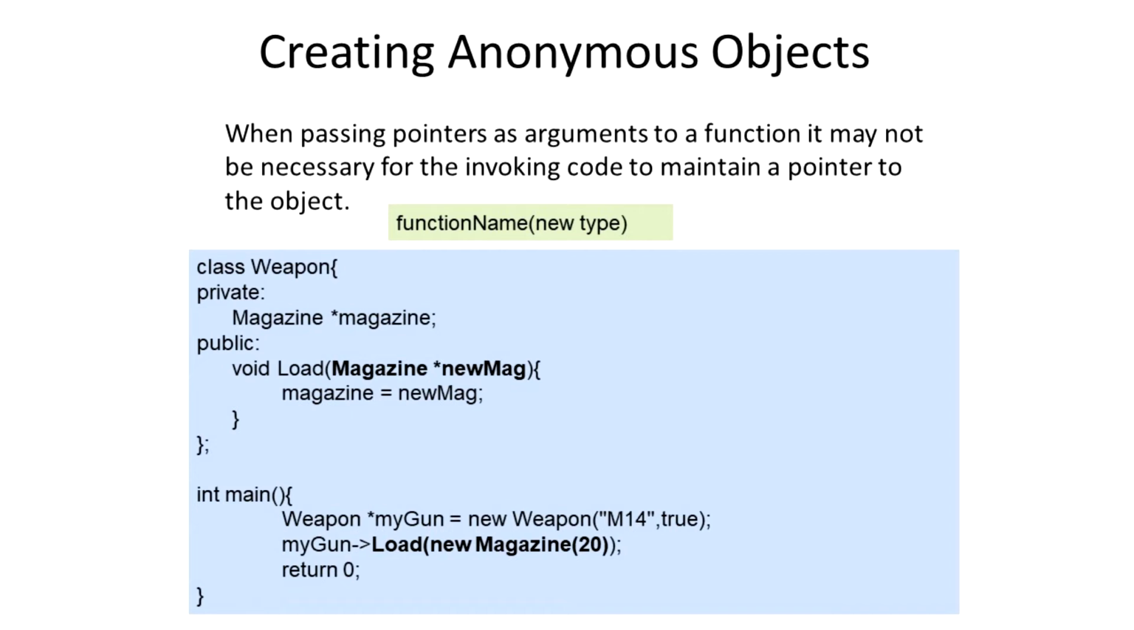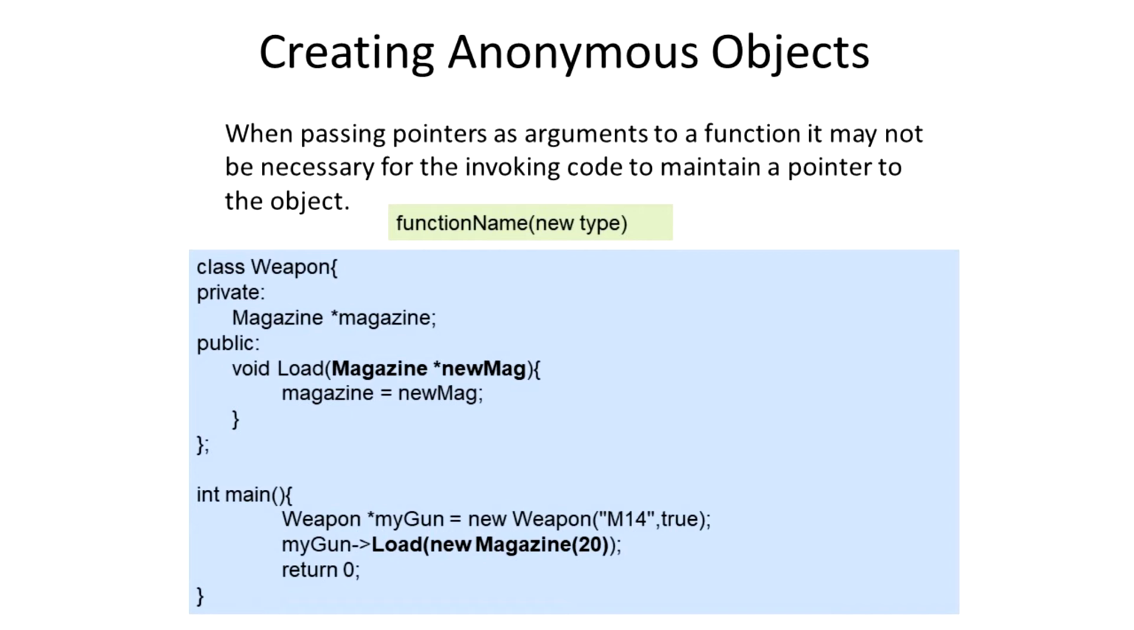If we have a look at the blue box here, we see that first of all we're creating a class called weapon. And then in the load function of this class in the public interface, we are setting up a pointer called newMag, which is of type magazine. Another class presumably, which we're expecting when we call load. So this will receive a pointer of type magazine. It points to something of magazine type, basically.